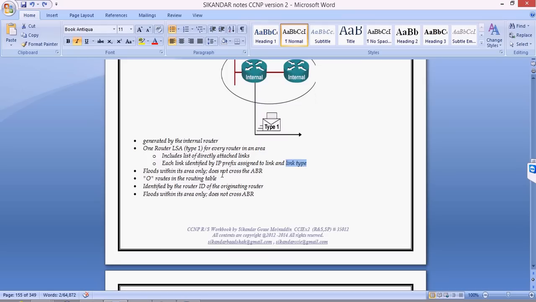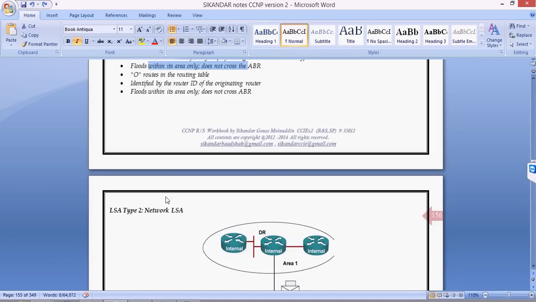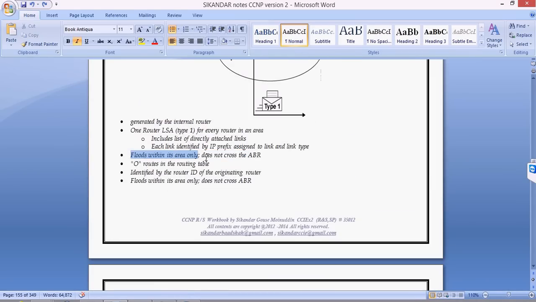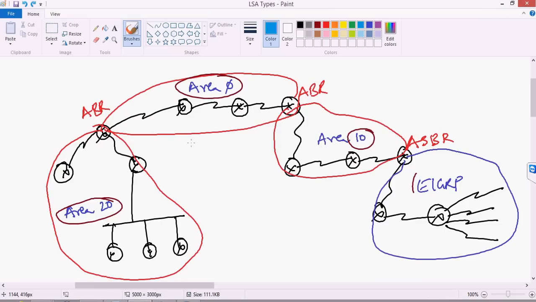So it floods within the area means this update will be sent only within the area. It will not go outside the area. So now this router is advertising the 10 network to another router inside the area. Similarly, this router advertises to other routers inside the area. This router advertises to another router.